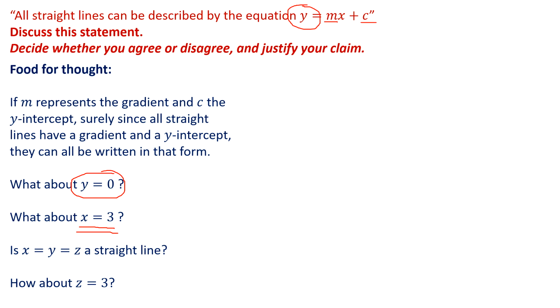Both of those become problematic questions. X equals 3 is a vertical line. So you can't say move along one space and see how many spaces you go up, because as soon as you move along one space, you've lost the line. The line is vertical. It doesn't move along. It moves straight up and down.